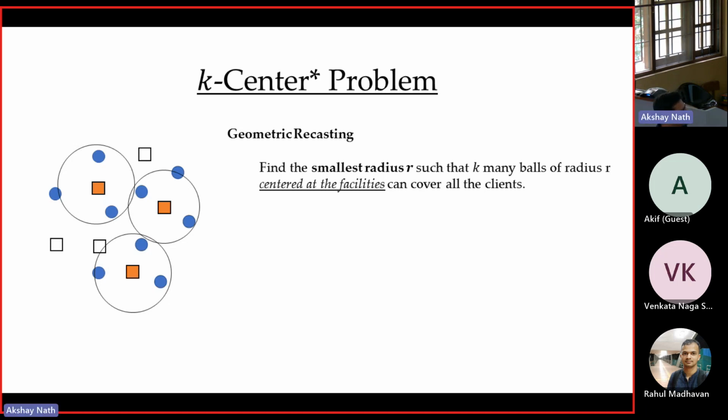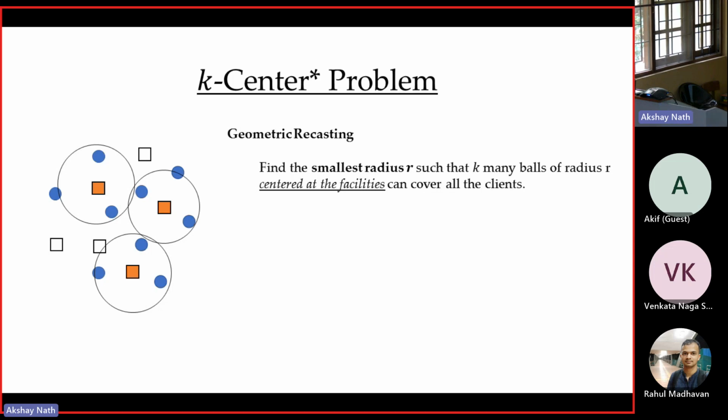The reason I've underlined that is that one could ask this problem without restriction on where the center could be, and people have asked this, but that will be a different problem. For today, this is the problem: the centers must be at these places, the open balls. Okay, so that's the k-center problem.